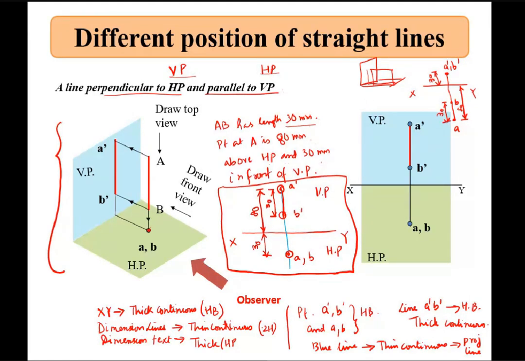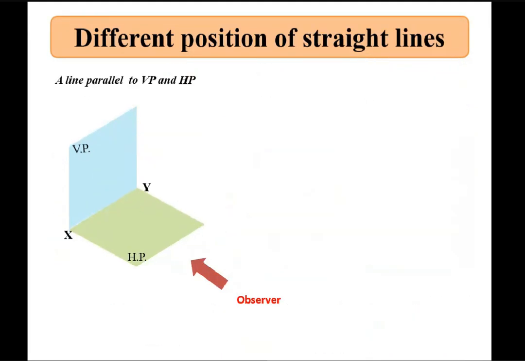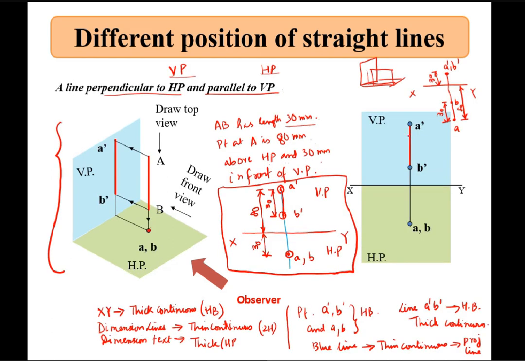Now coming to different positions of straight lines, where you have a line which is parallel to both VP and HP. How will this look? It will look something like this. And mind you, before going to this one, this A dash B dash that you have is my true shape.